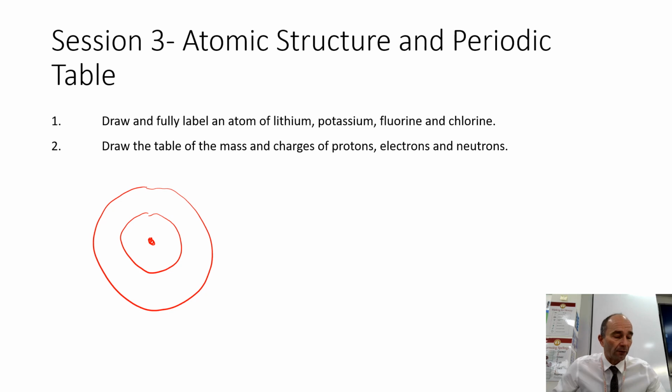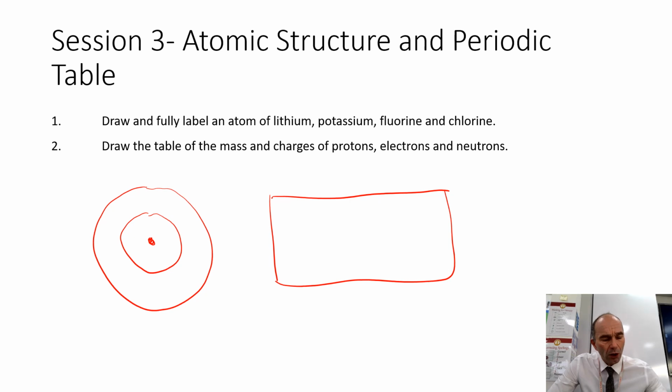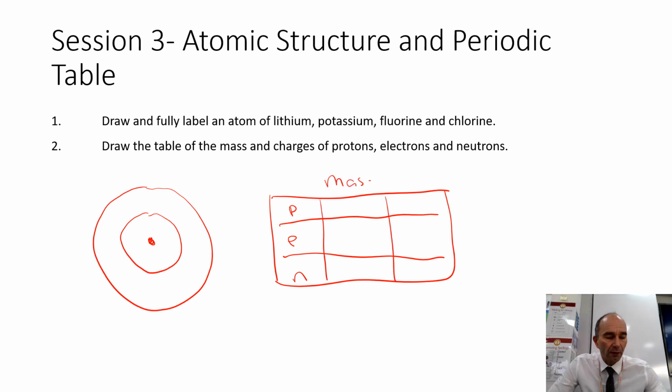So we need to know what we find in the nucleus, as well as the electrons spinning around in the outer shells. Second activity, you need to draw the table of the mass and charges of protons, electrons and neutrons. So just a quick table looking at protons, electrons and neutrons, and we need to know the mass and the charge of each subatomic particle.